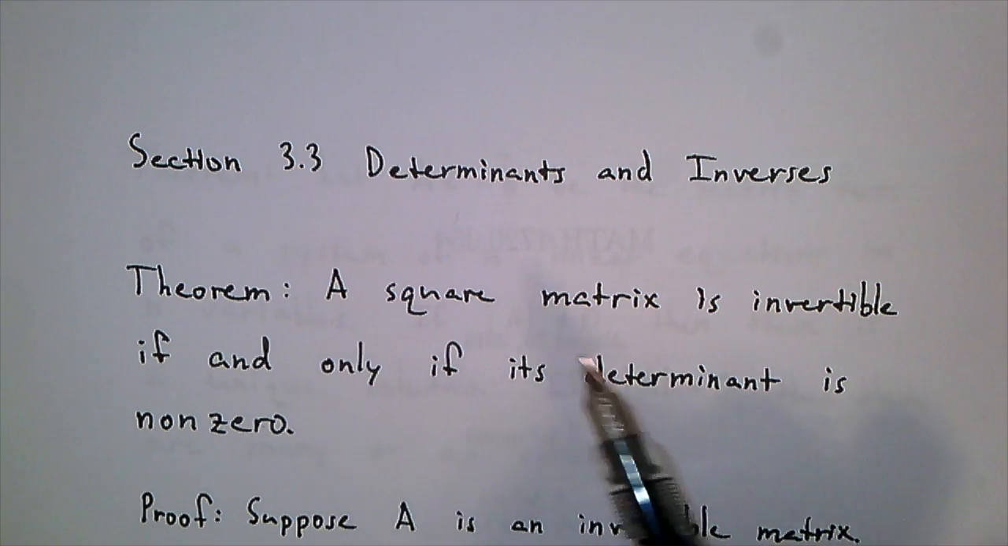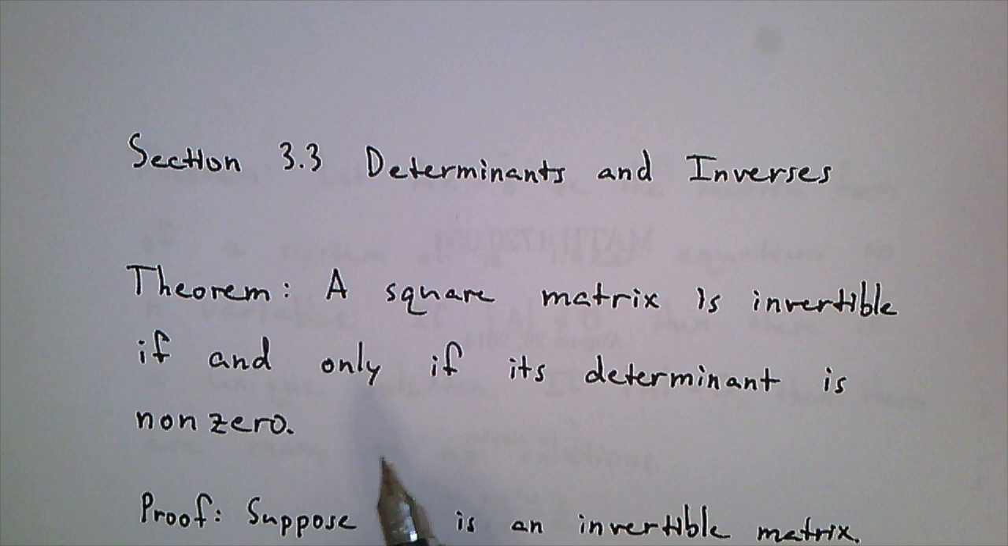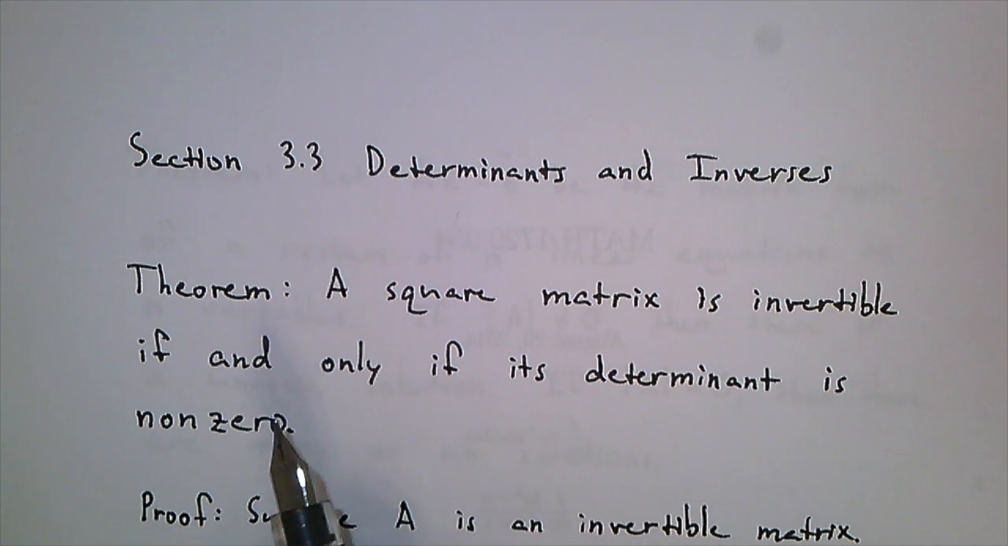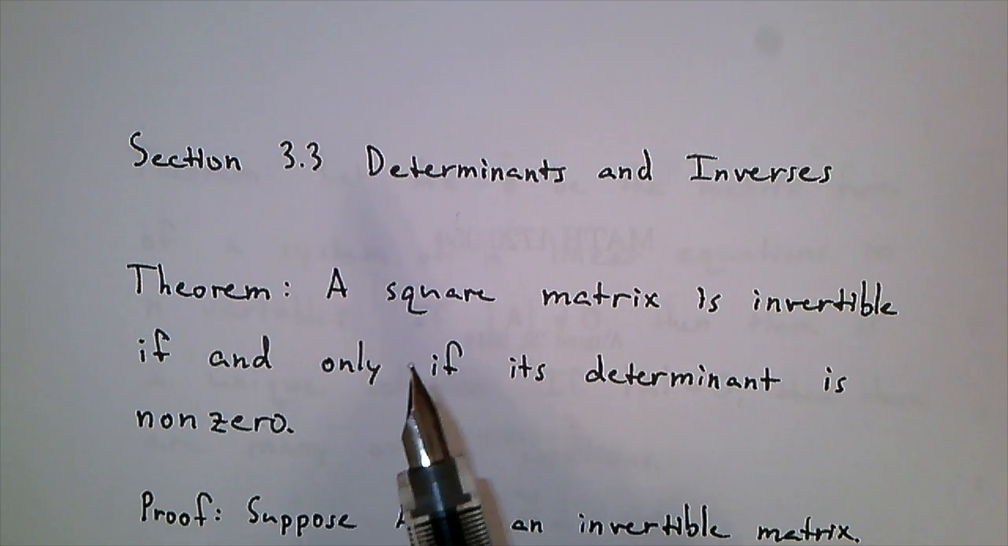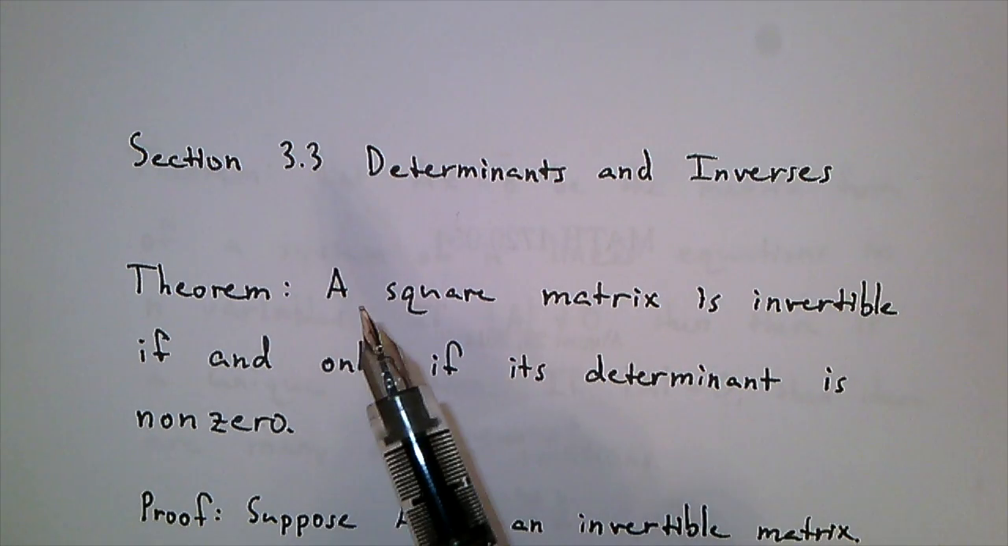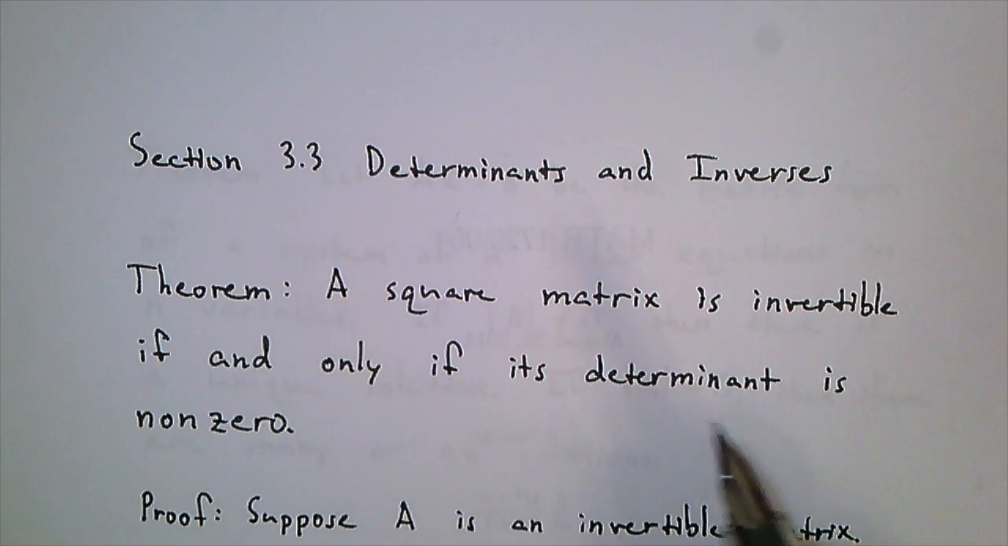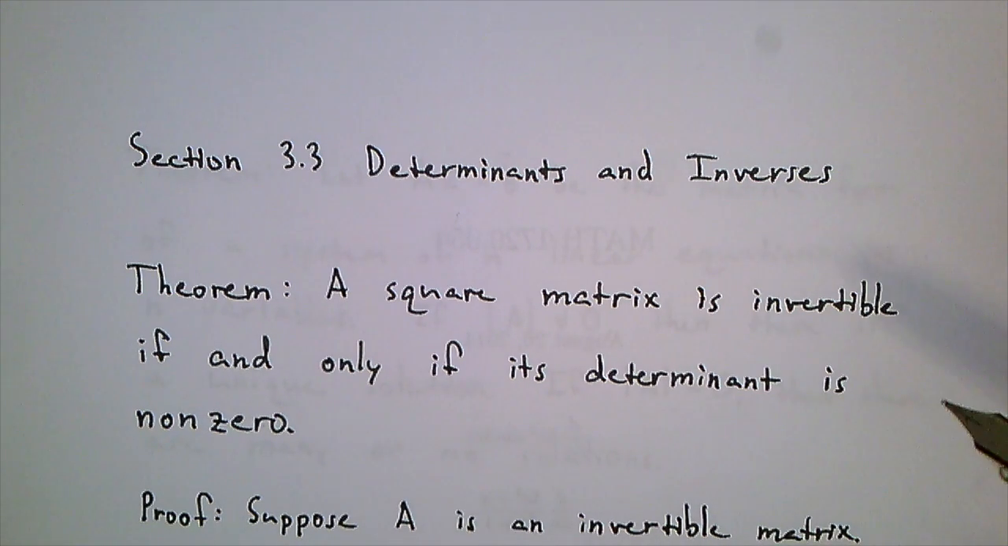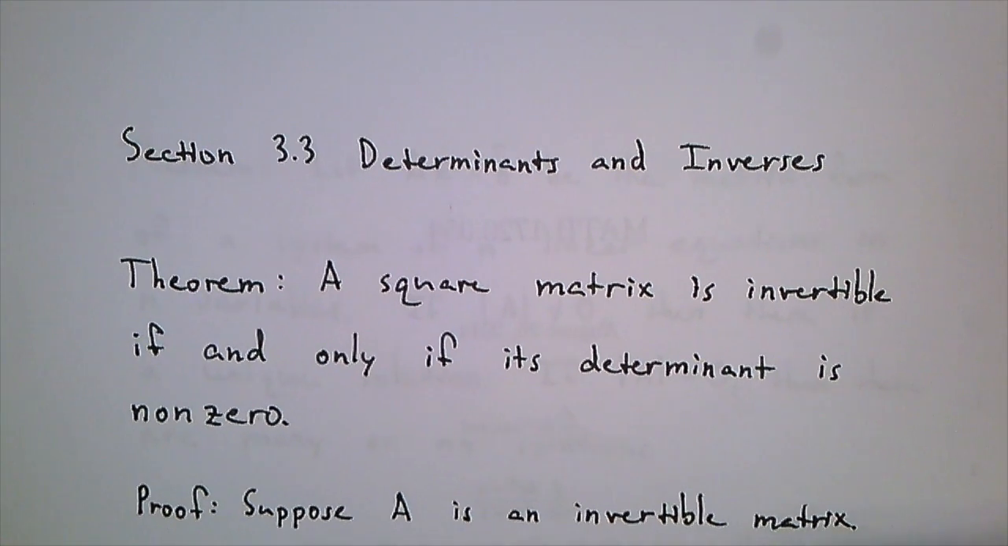It says that a square matrix is invertible if and only if its determinant is non-zero. So if you compute a determinant of the matrix and you get some non-zero number, that means the matrix is invertible. And if you compute the determinant and you get 0, then the matrix is not invertible. And remember, this invertible matrix idea relates back to linear transformations, because a linear transformation is invertible when you can find the inverse of the matrix for the linear transformation.